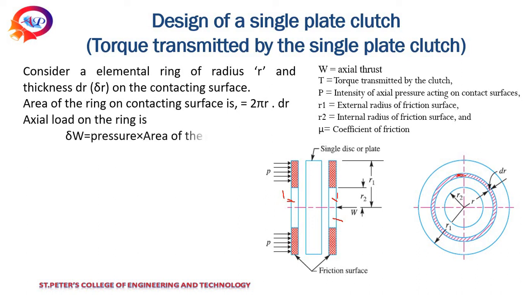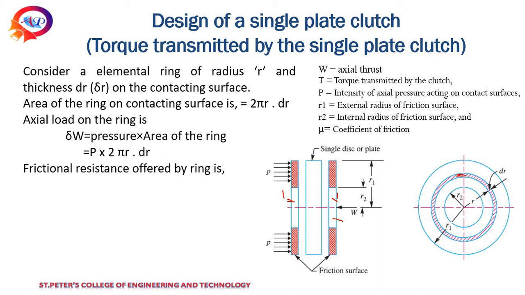Therefore axial load is nothing but pressure into area, therefore P into 2 pi r dr, that is, small area alone I am taking. So the frictional resistance offered by the ring is nothing but force equal to mu W r. This is Newton's law of friction, mu into W into r.